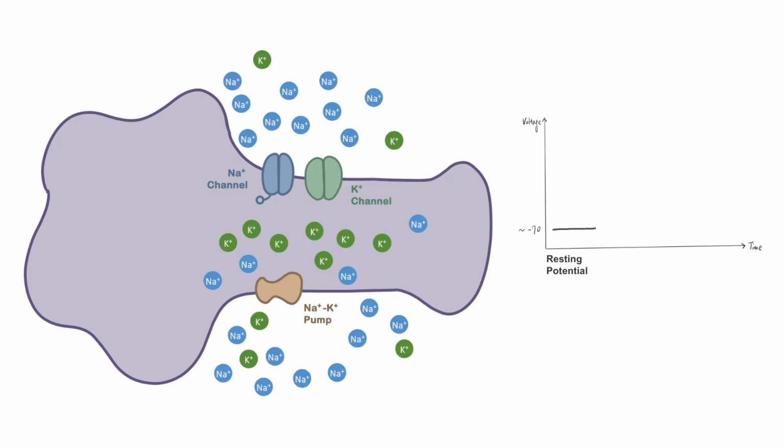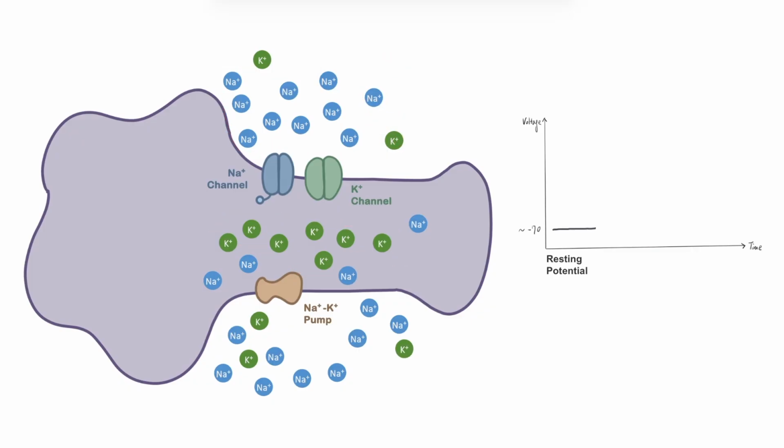Inside and outside of the neuron, you see these charged ions. We have sodium and potassium. They both carry one positive charge. And you will see there are more sodium ions outside than potassium inside.